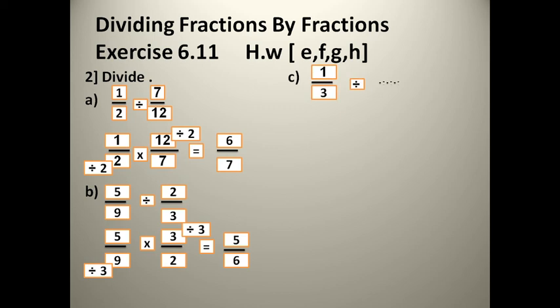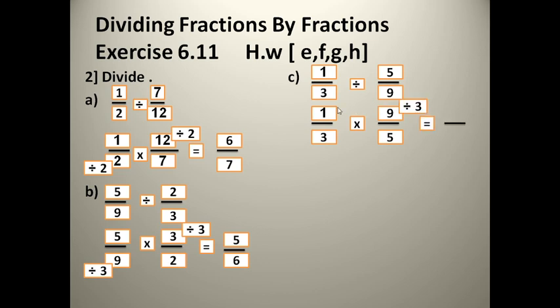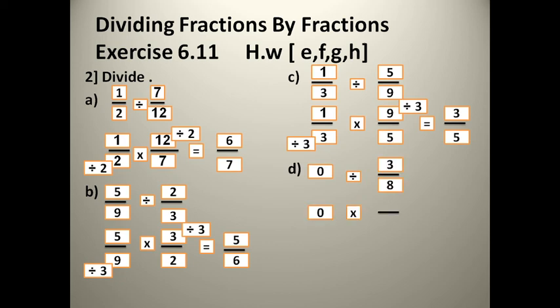Now here 1 by 3 divided by 5 by 9. Now here the first fraction same. I change division to multiplication. Now I will change the fraction. I put 9 up and 5 down. Now I will make a shortcut. I divide 3 by 3 it will be 1. I will divide 9 by 3 it will be 3. So now 3 into 1 it will be 3 up. And here when we divide this by 3 it will be 1. 1 into 5, 5.